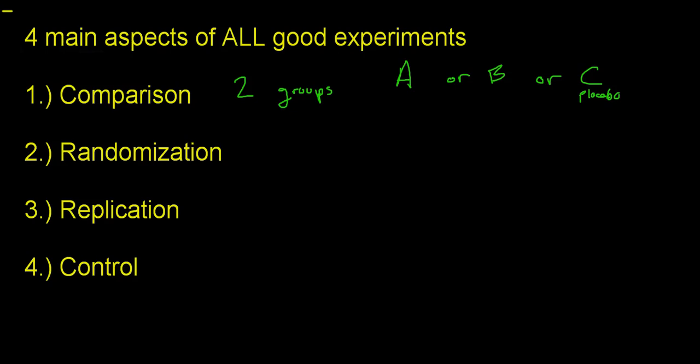All right, randomization is the next part that must be in every good experiment. Randomization deals with how you determine which subjects get which treatments.